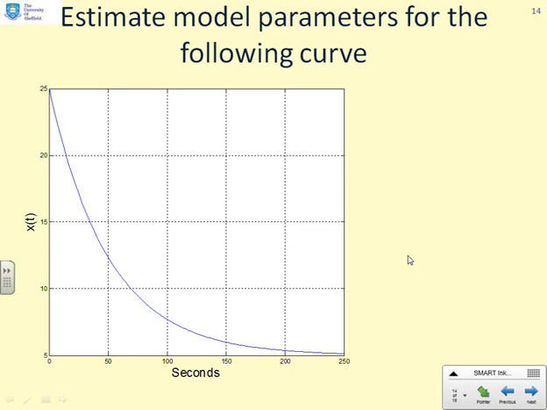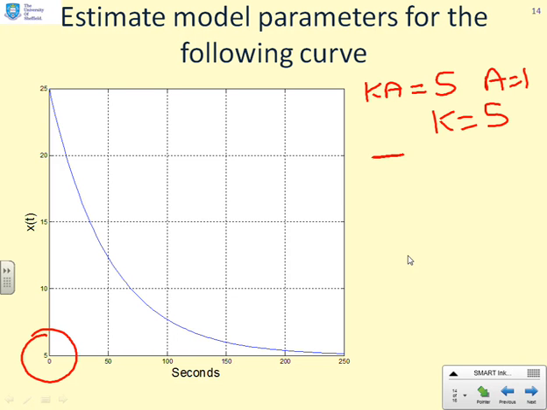Alright, here's another example to try, and I'm going to do this one a bit more quickly, because hopefully now you've got the idea. First I look at the steady state. So Ka equals 5. Again, I've not been told the magnitude of the step, so I'll just assume that A equals 1, and therefore I get K equals 5. So the first bit, very, very easy. Just look at the steady state. Now, next I look at the total movement. So the total movement here is 20.